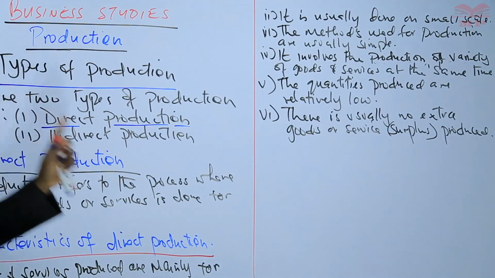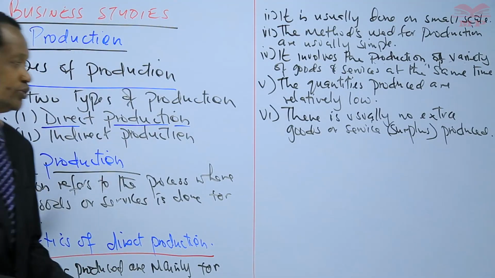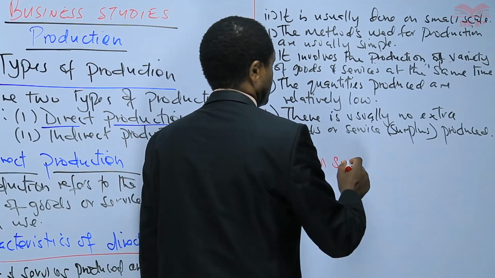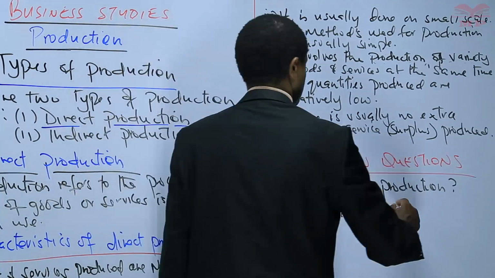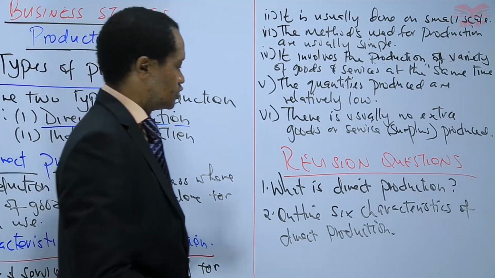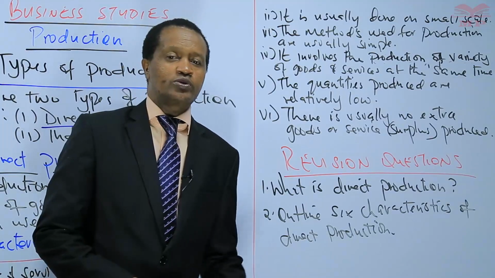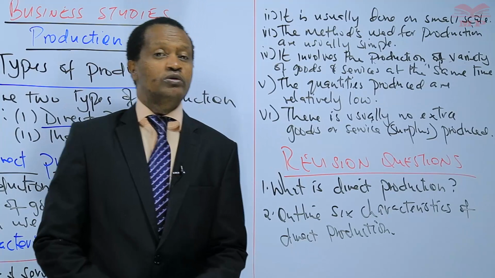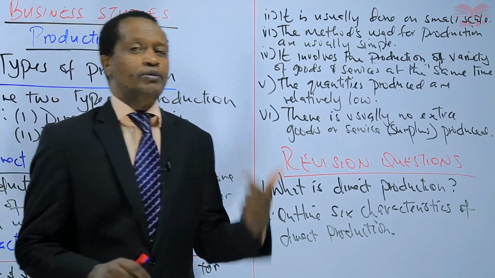direct production. I want you to go through the video one more time, then you answer this question. Revision. Question 1, what is production? Question 2, outline 6 characteristics of direct production. When answering these questions, please ensure that you do not refer directly from your exercise book. Try and answer the 2 questions from your memory.